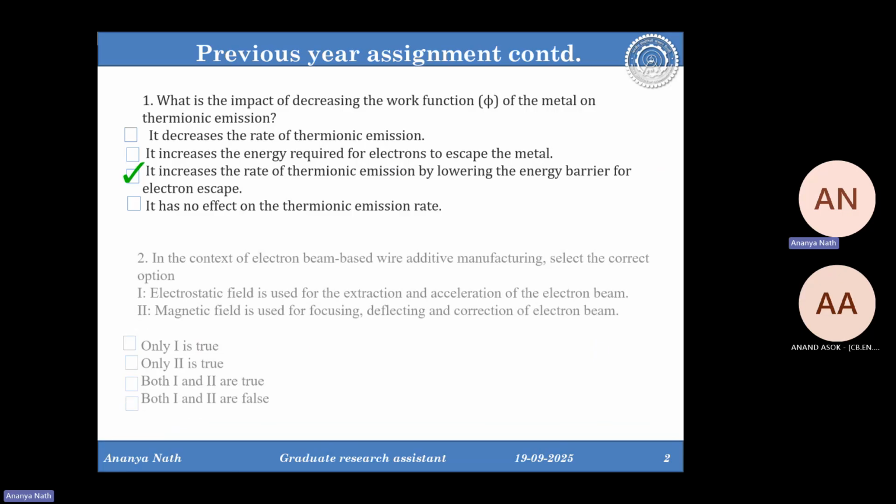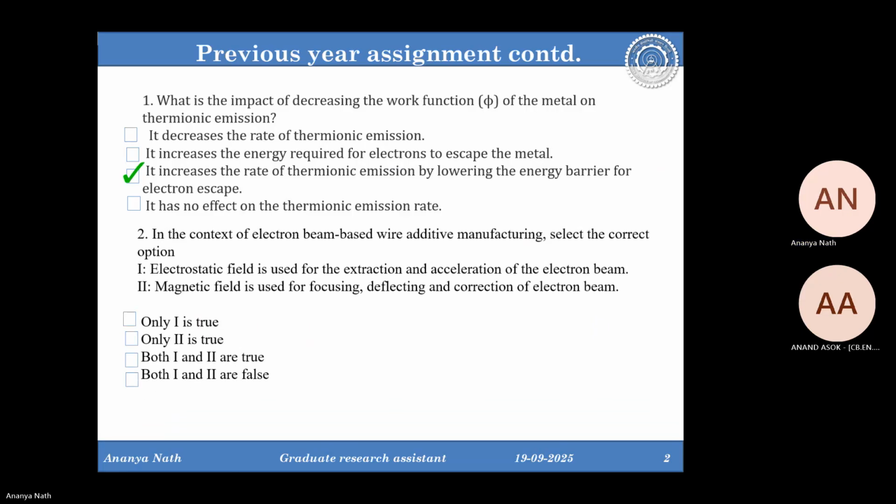It's from the electron beam side. In the context of electron beam based wire AM, select the correct option. Option 1: electrostatic field is used for the extraction and the acceleration of the electron beam. Magnetic field is used for focusing, deflecting and correction of the beam.